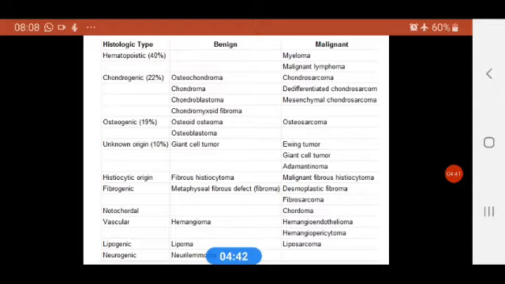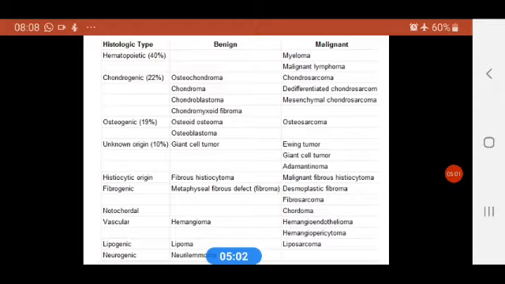Then let's look at the chondrogenic ones. The benign ones are osteochondroma, chondroma, chondroblastoma, and chondromyxoid fibroma. Whereas the malignant one would be chondrosarcoma, which has been further divided into the conventional variety, the dedifferentiated, and the mesenchymal.